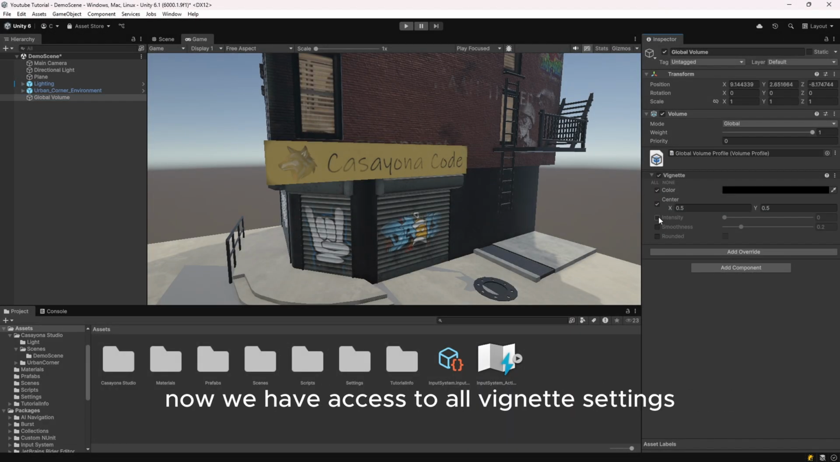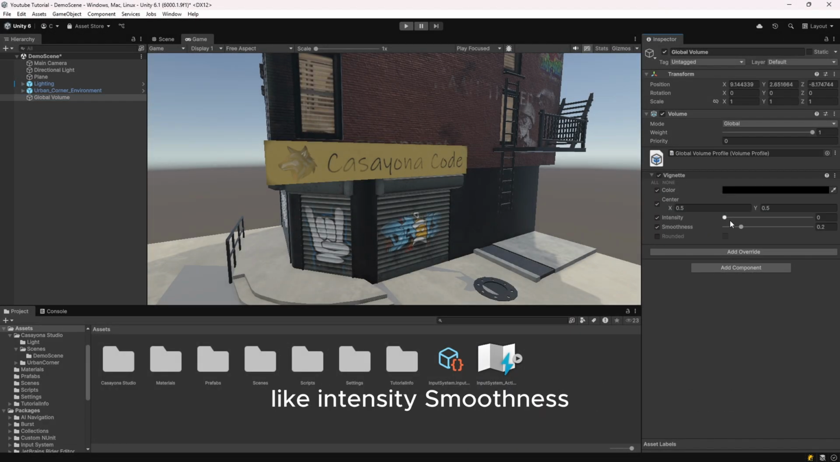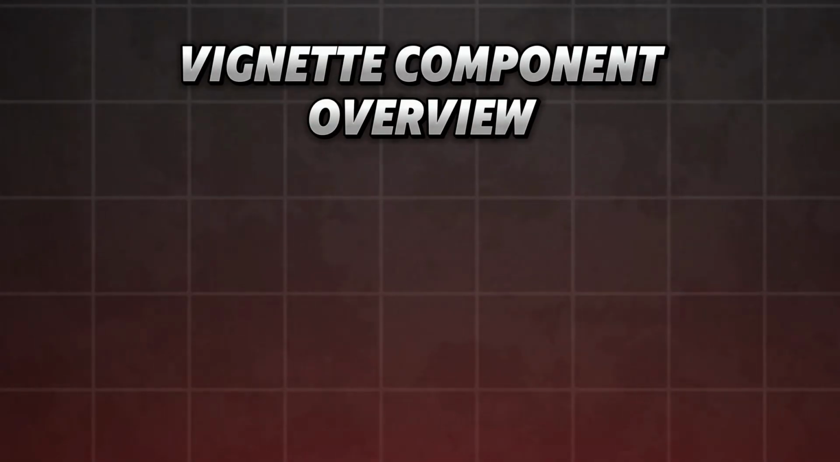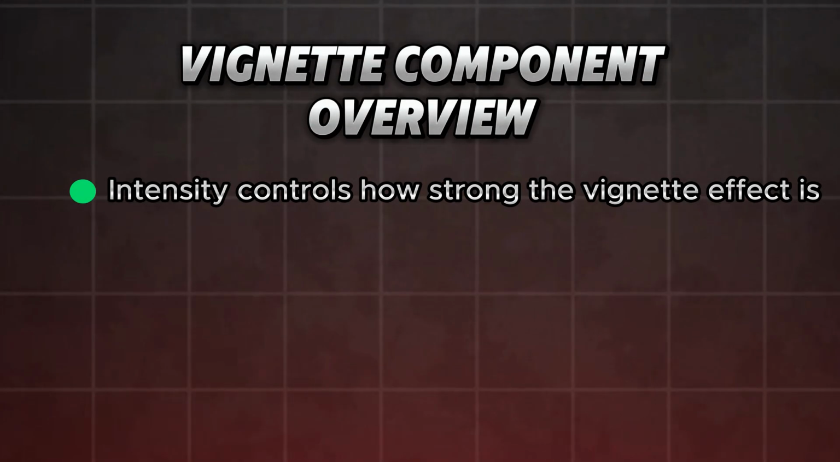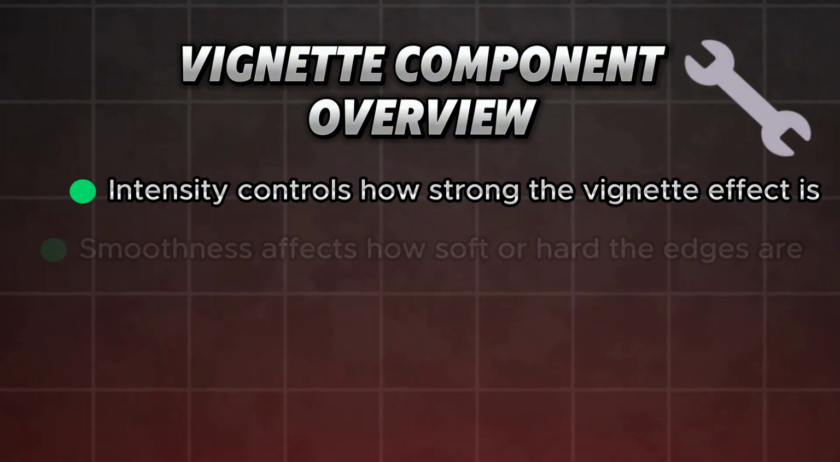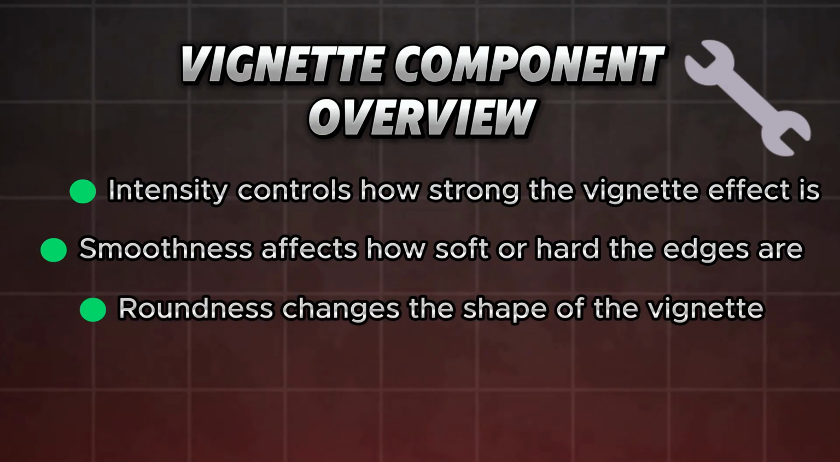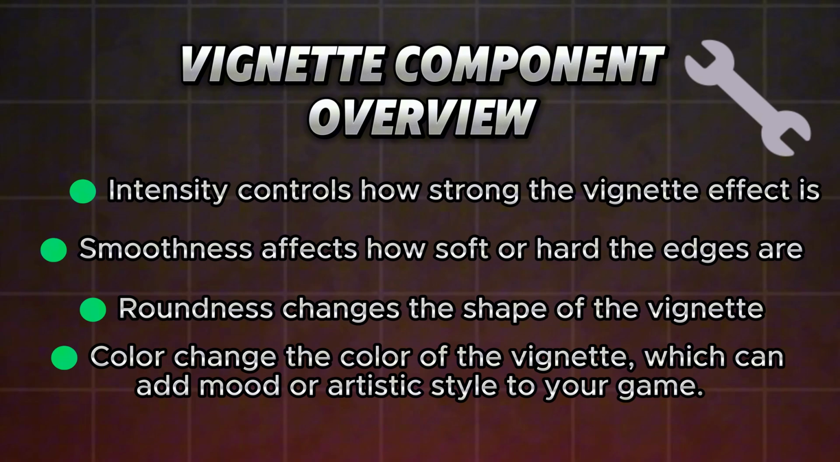Now we have access to all vignette settings like intensity, smoothness, roundness, and color. Vignette component overview: Intensity controls how strong the vignette effect is. Smoothness affects how soft or hard the edges are. Roundness changes the shape of the vignette. Color changes the color of the vignette, which can add mood or artistic style to your game.